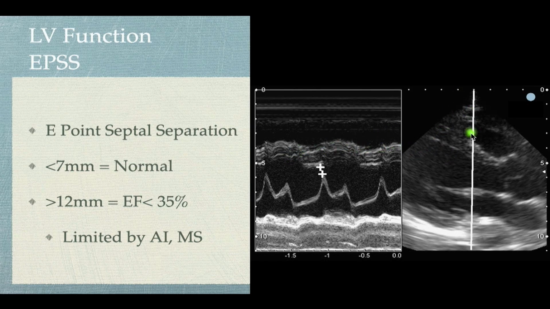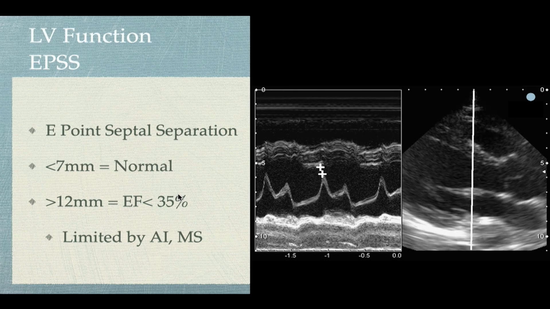So putting M mode in a parasternal long axis view here through the septum and the mitral valve, you can look at this waveform. This is the movement of the mitral valve, and this is the septum. You can measure how close that mitral valve comes to the septum. A value less than 7 millimeters is normal, and as function decreases, that value gets greater and greater because less blood is flowing into the heart. An EPSS greater than 12 is equivalent to an EF of less than 35%.